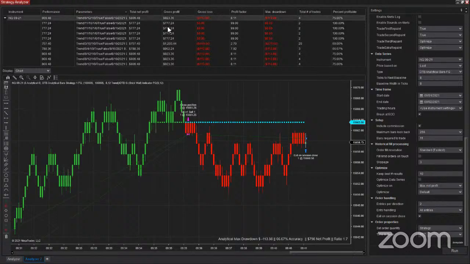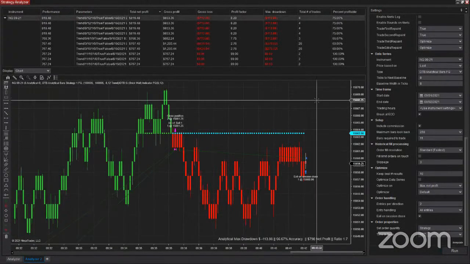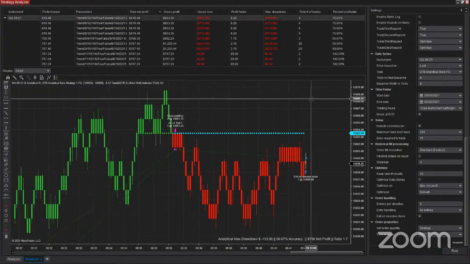So I'll run it one more time. I always like to run it twice just to make sure we've got no issues with the analyzer and everything is lining up how it should. So run it one more time. Okay, the same settings are coming up.